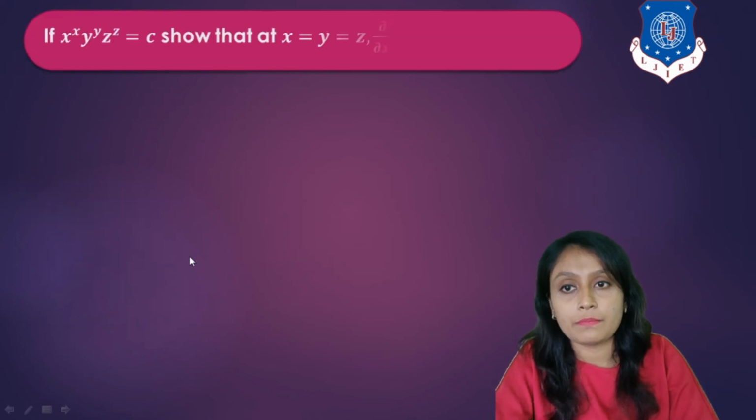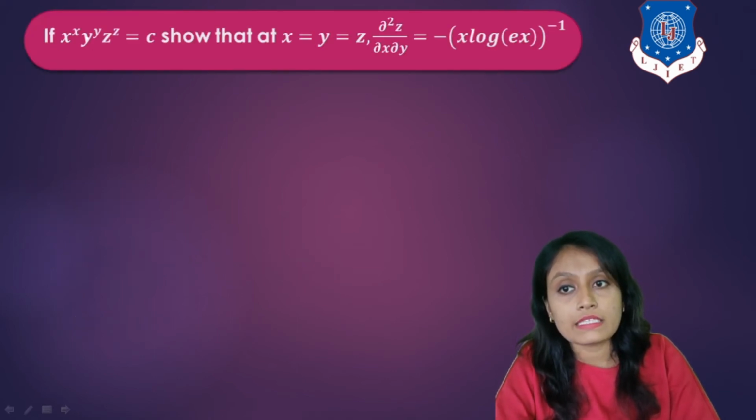Okay, next example. If x raised to x, y raised to y, z raised to z is equal to c, then show that if x is equal to y is equal to z, then del square z by del x del y is equal to minus x log ex raised to minus 1. Okay, so let's begin with its solution.